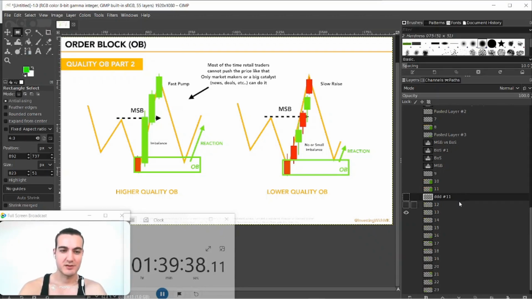Here's another detail about what makes a quality order block: the strong movement upward, and why it's important. It's because a strong movement like that suggests very large buyers and sellers, market makers, as opposed to more gradual movements, which could be caused by retail investors.